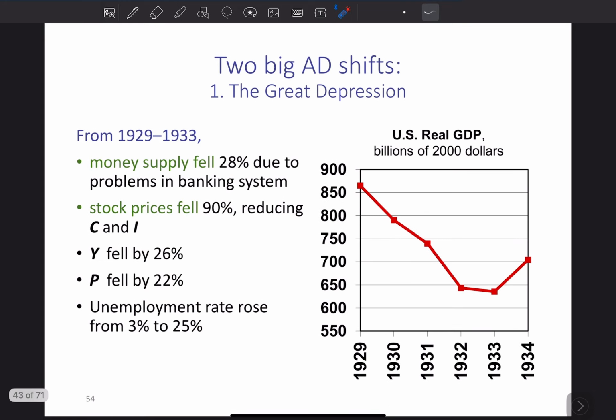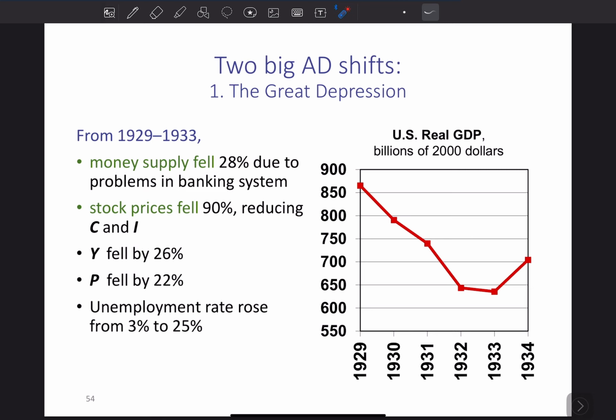So, there are two important and very big historical aggregate demand shifts. One of them relates to the Great Depression, and the other one is related to the World War II boom. Let's look at each of them one by one.